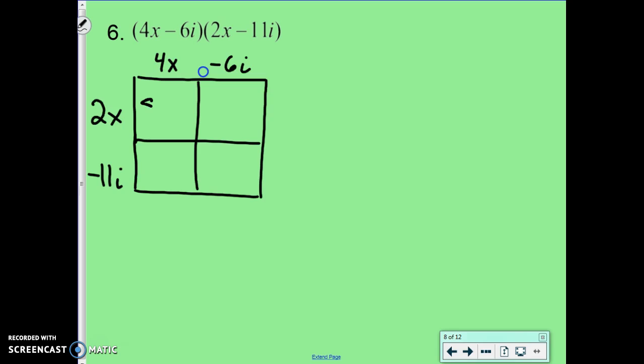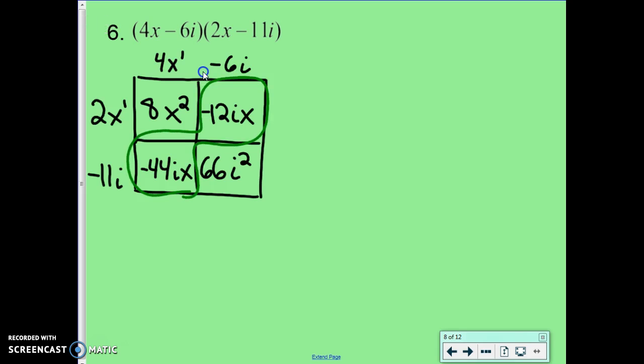2 times 4 is 8. x times x will give us the same base. Add the exponents, 1 plus 1 is 2. 2 times negative 6 is negative 12ix. Negative 11 times 4 is negative 44ix. And then negative 11 times negative 6 is going to be positive 66. i times i gives us i squared. Same thing as we've been dealing with.